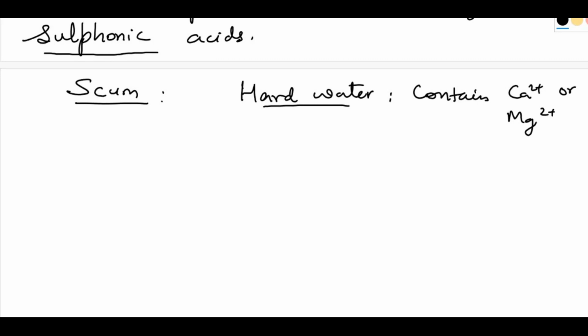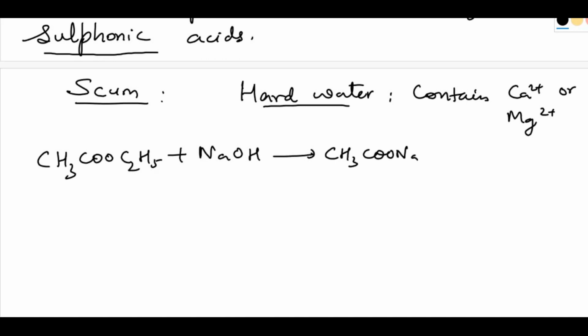So what is a scum? Scum is like soap. See, ester, I start from here. Ester is CH3 COO C2H5. When it is treated with sodium hydroxide, this gives CH3 COO Na. This is soap, right? And alcohol, C2H5OH. Okay, done. When soap is treated with hard water, that means we are not using the tap water. Tap water is soft water. Good cleaning is done with tap water.